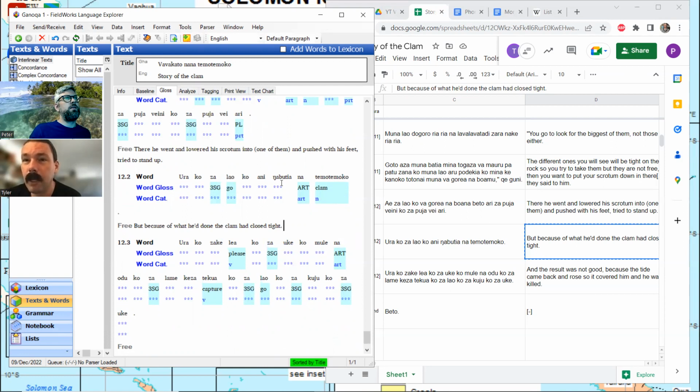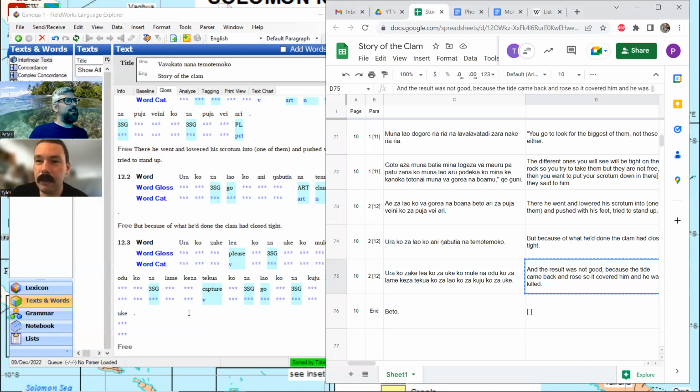Ngabutia. Ngabut is probably closed or closed tight. Ngabutu, maybe a ngambu, somewhere in the language. Because of what he'd done. That's going to be fun to tease apart. The because part. It looks like because he went and did, they. Because there, Zalao.